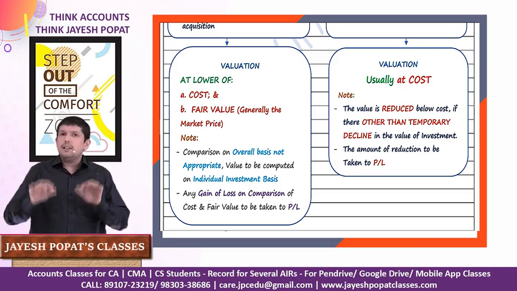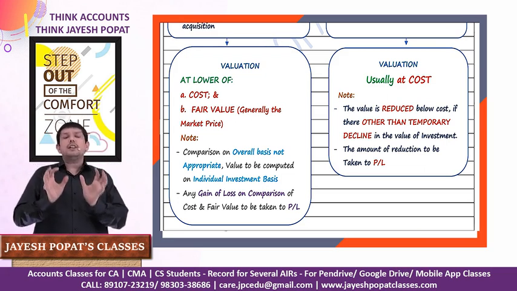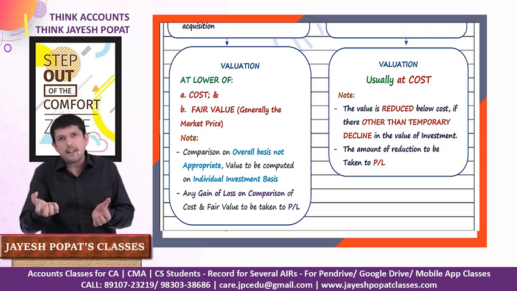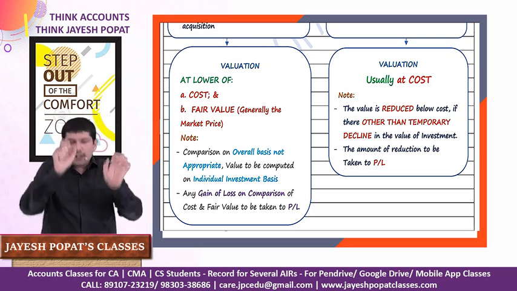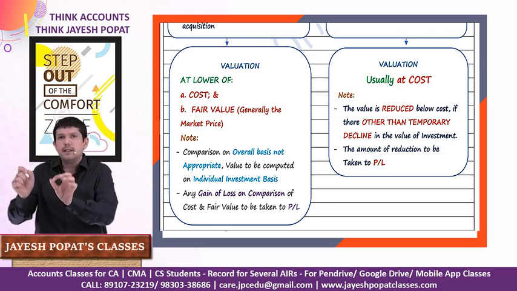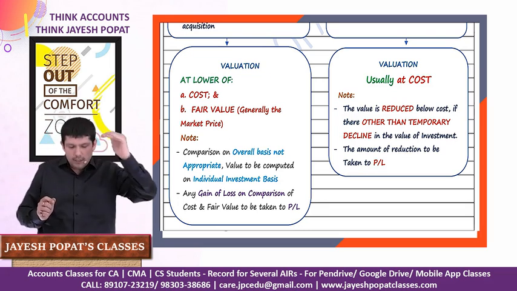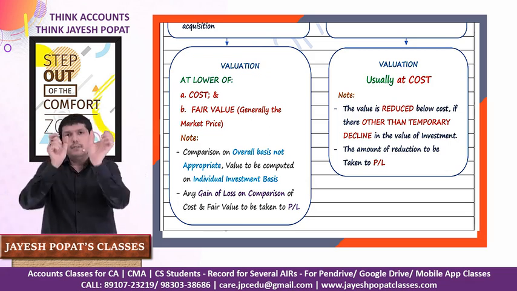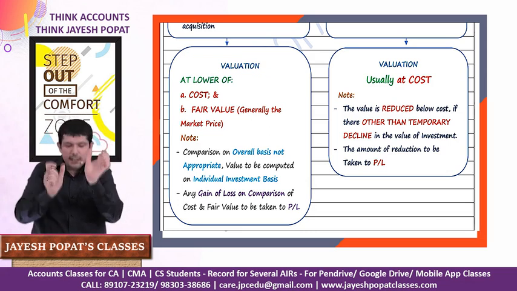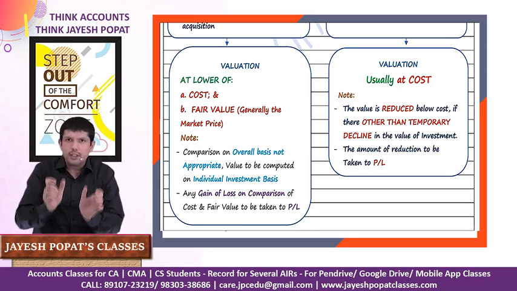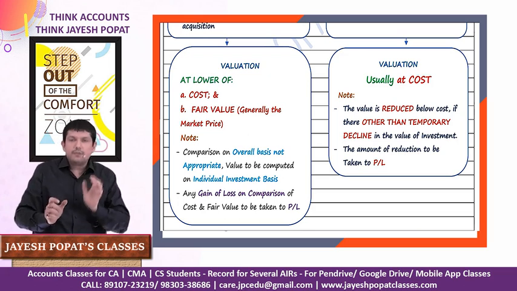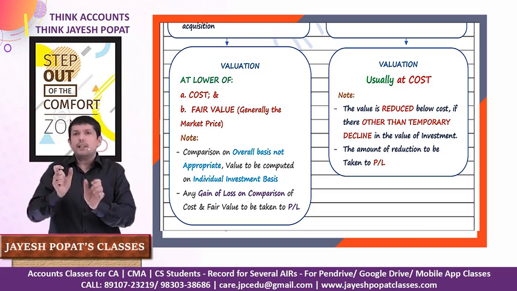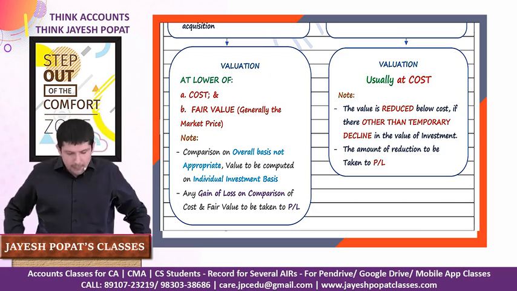When you are comparing the cost and fair value, it is not that we compare the cost of all the investments in aggregate with the fair value of all the investments in aggregate. We have to make this comparison on an investment by investment basis. For example, I am holding shares of Reliance Industries, Tisco, and Infosys. So I have to compare individually the cost and fair value of Reliance, individually the cost and fair value of Tisco, individually the cost and fair value of Infosys, and then arrive at the lower of the two. The comparison cannot be done on a totality basis.